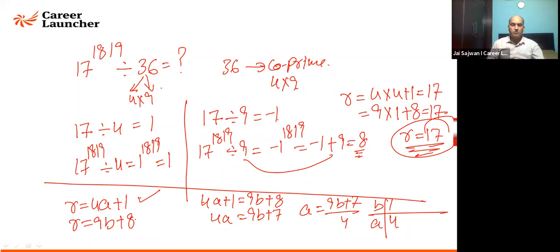Fine. So I think it is clear to all of you. When we take 17 to the power of 18, 19 divided by 36, the only number which is going to satisfy both cases, when divided by 4 remainder is 1 and when divided by 9 remainder is 8, comes out to be 17 here. I believe it is clear. Is that fine, everyone there?